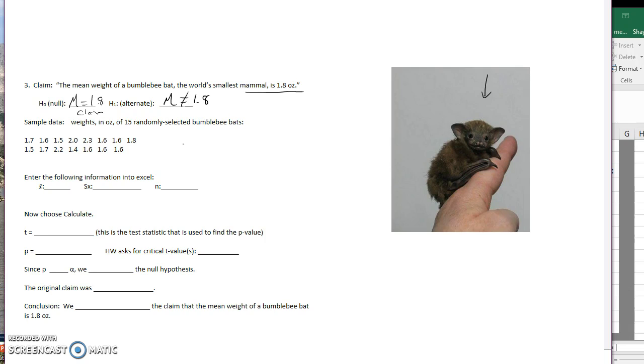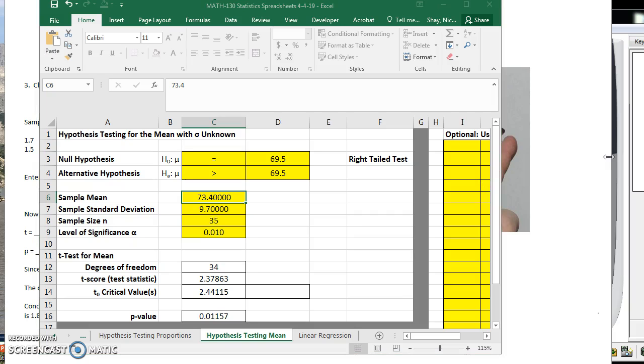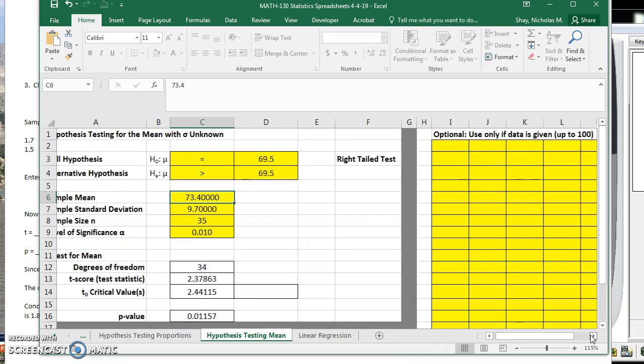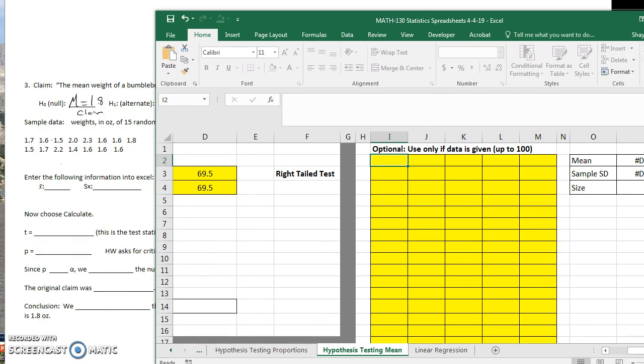It gives us some sample weights in ounces of 15 randomly selected bumblebee bats. Here they are. Now, I need a sample mean and a sample standard deviation. I know my sample size is 15 here, but we've got to get that sample mean and standard deviation. When you take a look at your Excel spreadsheet, you can see that over on the right-hand side there is a place to put in data. So we're going to take those data points and type them in.